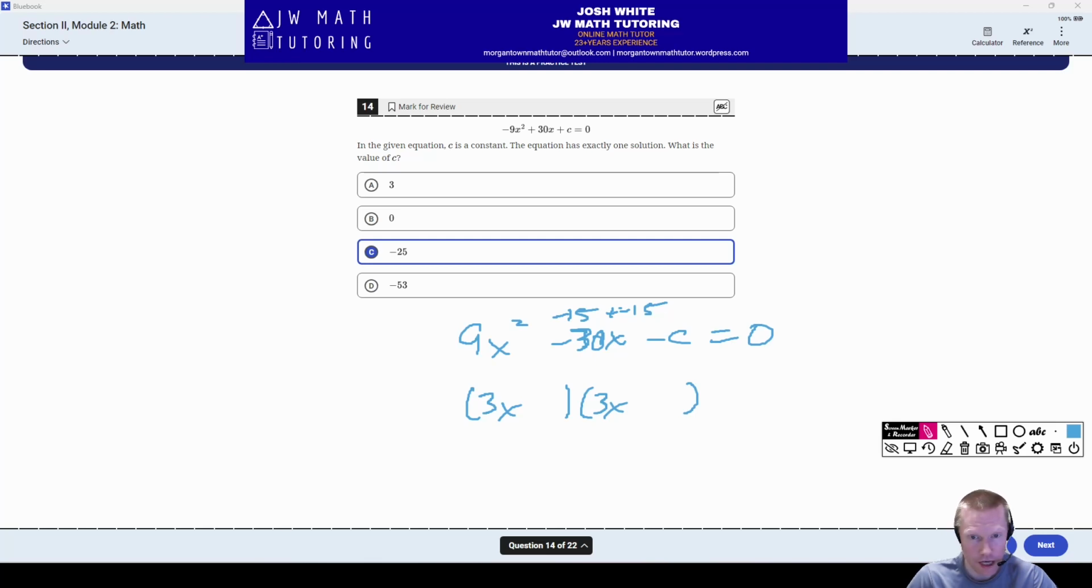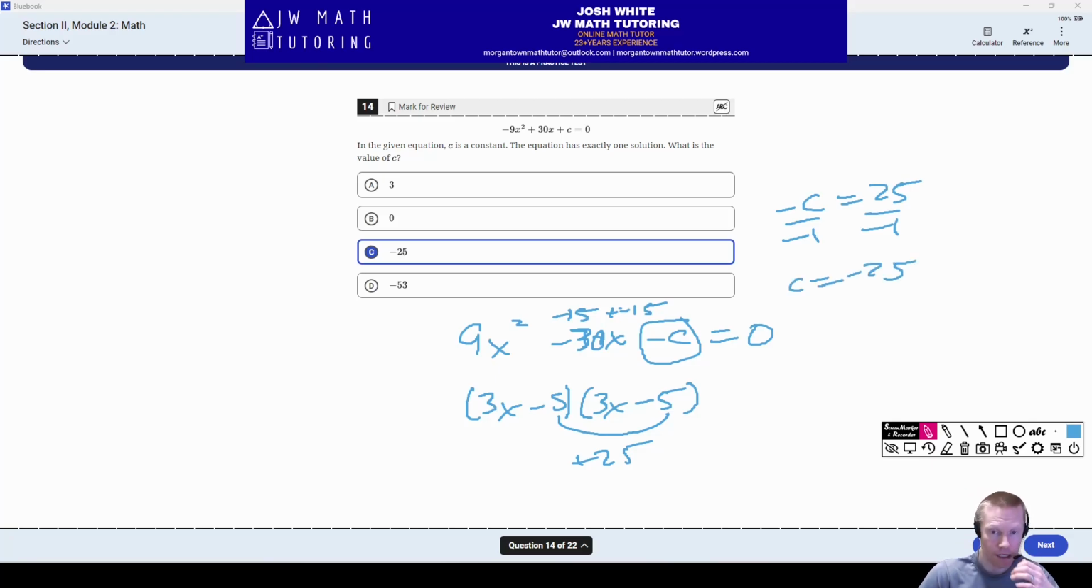So then what do we do? What do we multiply by 3 to get -15? Well, it's going to have to be 5. So it's going to be 3x minus 5 twice. That means that this is going to really be positive 25. So in other words, this negative c term has to equal positive 25, or in other words, dividing by -1, c has to equal -25. Again, if you don't follow that or didn't understand that, that's totally fine. That's just thinking about this through the process of completing the square.